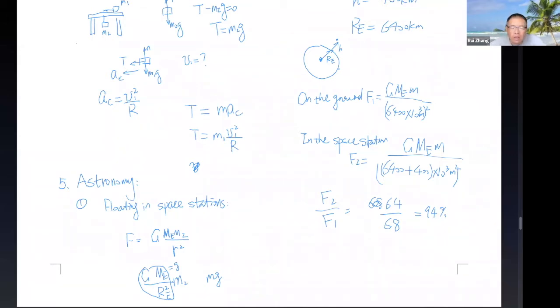The real reason is that the space station is actually rotating around the Earth, okay? And because it's doing rotation, it needs a centripetal acceleration. And what force can give you the centripetal acceleration? It's going to be this gravitational attraction, right? So you actually have F2 equals mv squared over RE plus H, okay? So basically, the force you have, instead of pulling you towards the ground of the space station, provides you the centripetal acceleration so that you can rotate around the Earth.